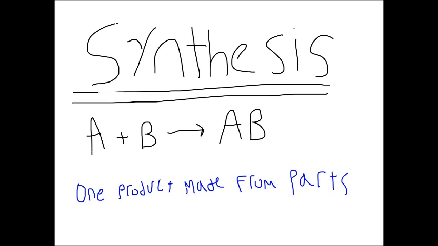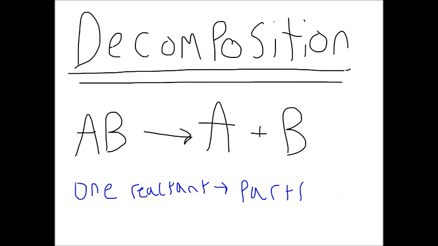There are 6 kinds of chemical reactions, but the first kind is synthesis. A synthesis reaction is where 2 parts make one product. Here, A plus B yields AB. Decomposition is the opposite of synthesis, whereas it takes a product and yields parts from the product. Here, AB yields A plus B.